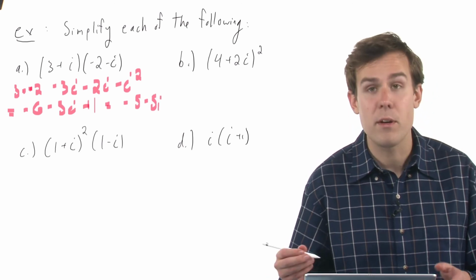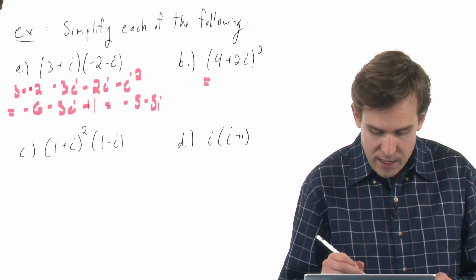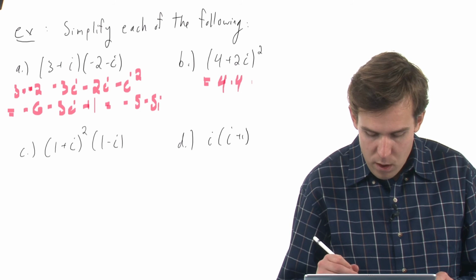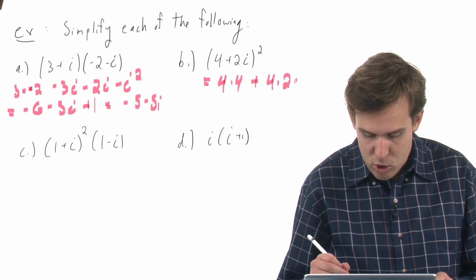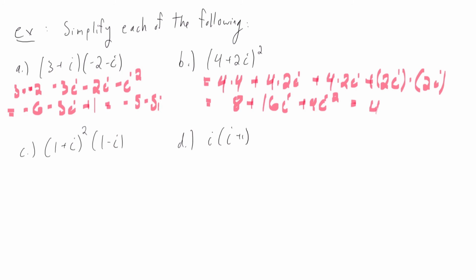Here, I play a similar game. In fact, I had the same factor twice. I'm squaring something. So I get 4 times 4, plus 4 times 2i, plus another 4 times 2i, plus 2i times 2i. So 8 plus altogether 16i plus 4i squared, which gives me 4 plus 16i, remembering that 4i squared is minus 4.